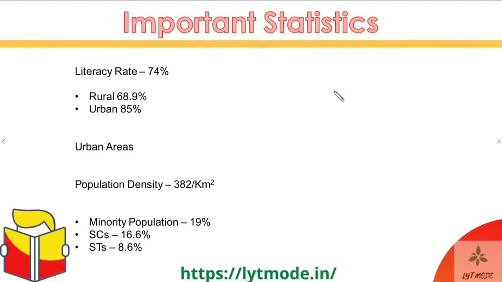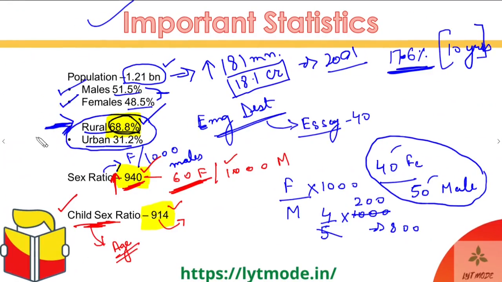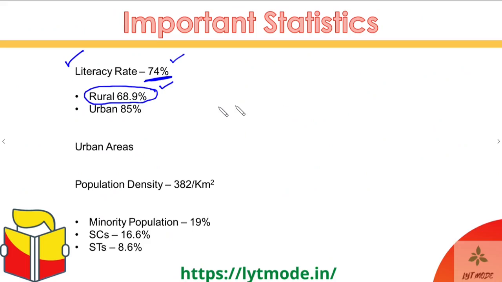Important statistics. Again, we'll continue with the important statistics. Now I told you about literacy rate, the conditions for it. So currently in the 2011 census, the literacy rate of the entire nation was 74%, and out of this, the rural literacy rate was 68.9%. If you want to remember this, you can remember it by the fact that the rural population of India was almost 68.8%, and the literacy rate is 68.9%. So you can remember it by that.